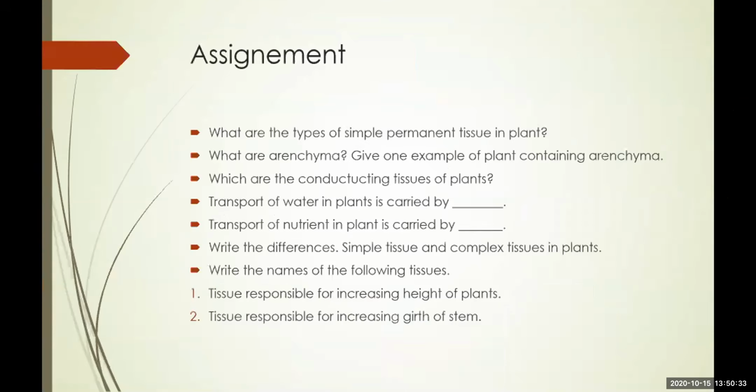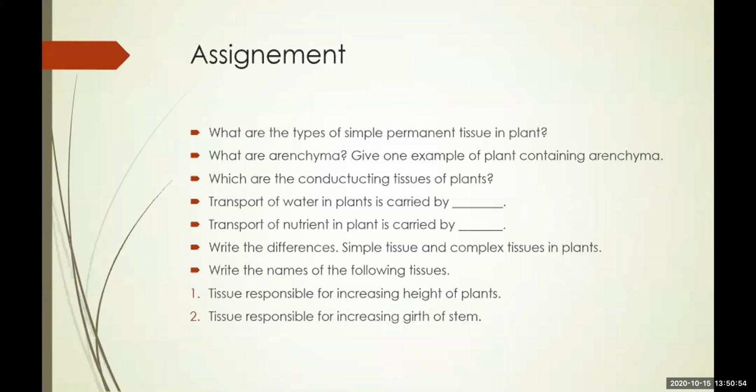Now, let us discuss these assignments. What are the types of simple permanent tissues in plants? Simple permanent tissues in plants are of three types, namely parenchyma, collenchyma, and sclerenchyma.